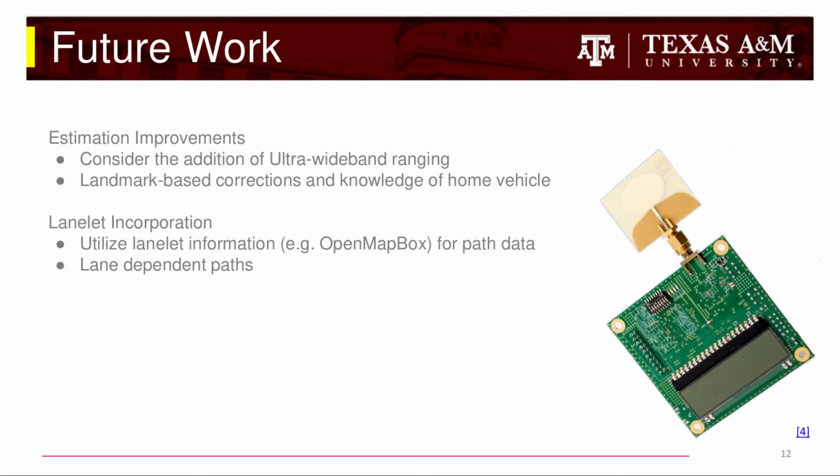Additionally, we would like to incorporate lanelet information for improved path data. We could pull this information from a source such as OpenMapBox, and this would allow the systems to not only calculate paths on the fly, but also to be aware of which particular lane they are in. Once implemented, we believe that these improvements move the platform much closer to a commercially viable product, as is the eventual goal for these systems.